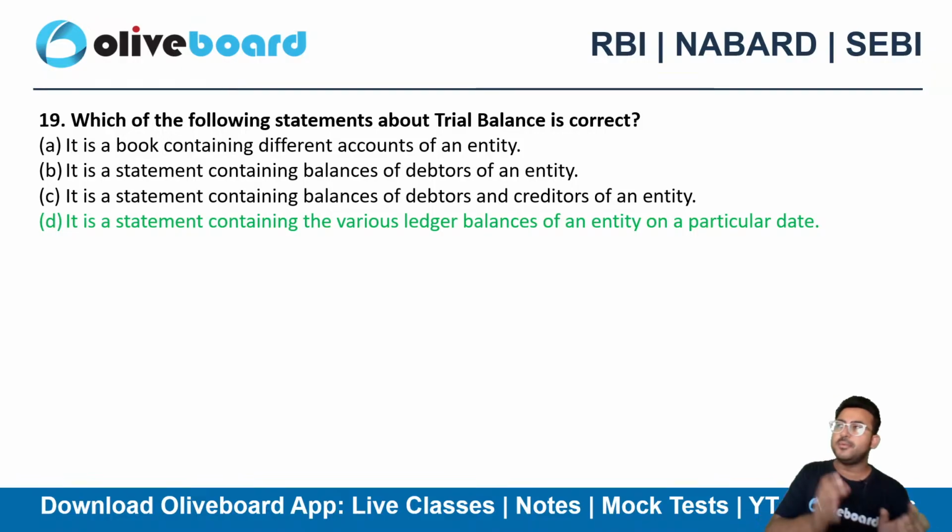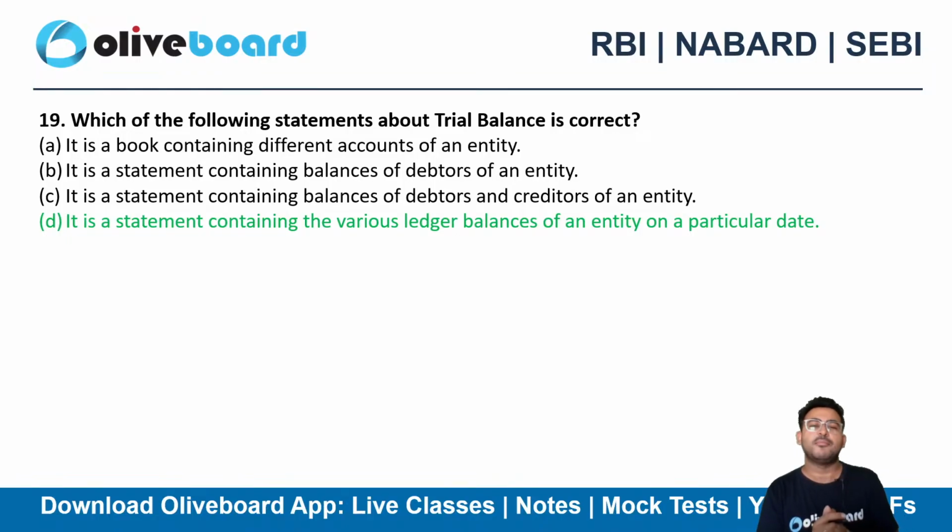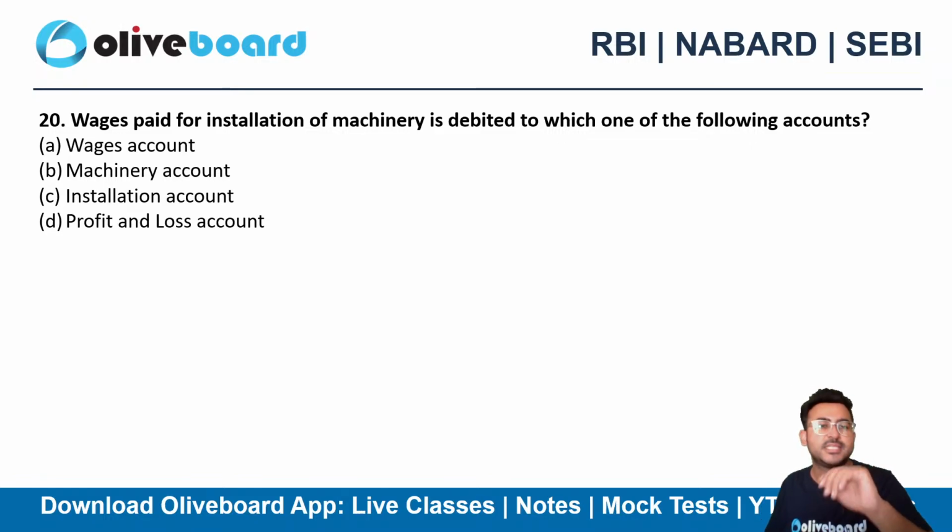तो जितनी भी लेजर में क्लोजिंग बैलेंसेस बच गए, whatever closing balances I'm having in the ledger accounts, I'll be transferring it to the trial balance only. So it's nothing but a summarized form of closing balances of all the ledger accounts. Next is wages paid for installation of machinery is debited to which of the following account?